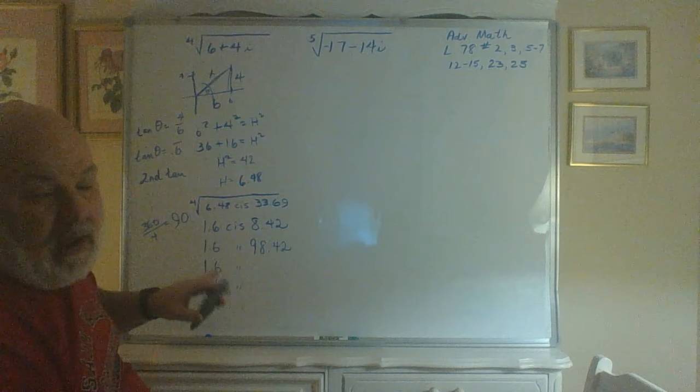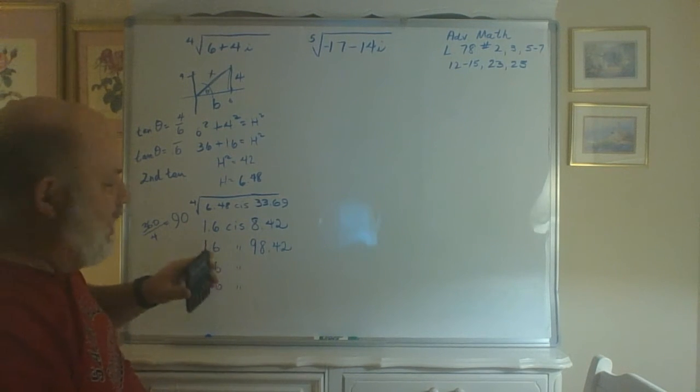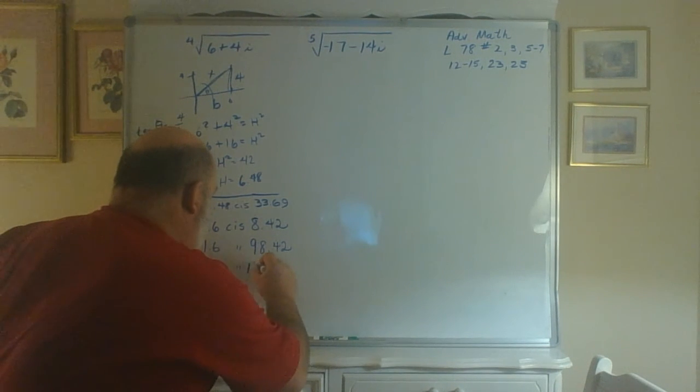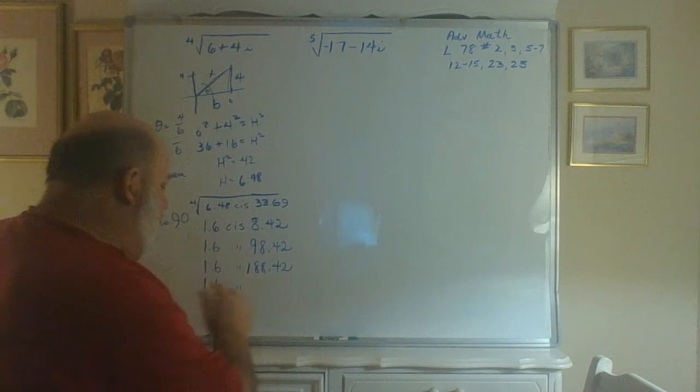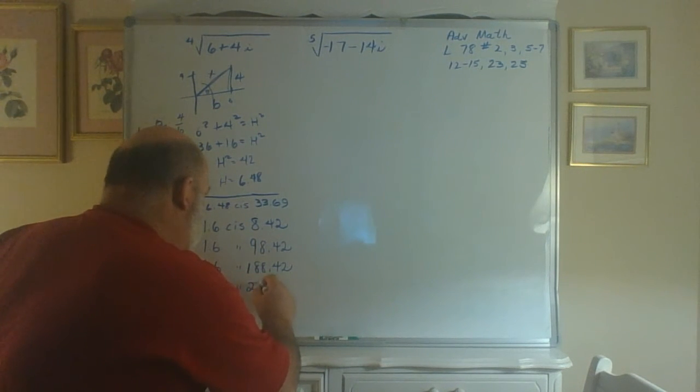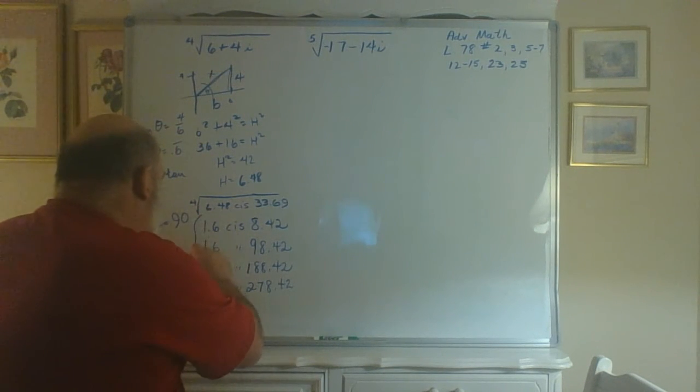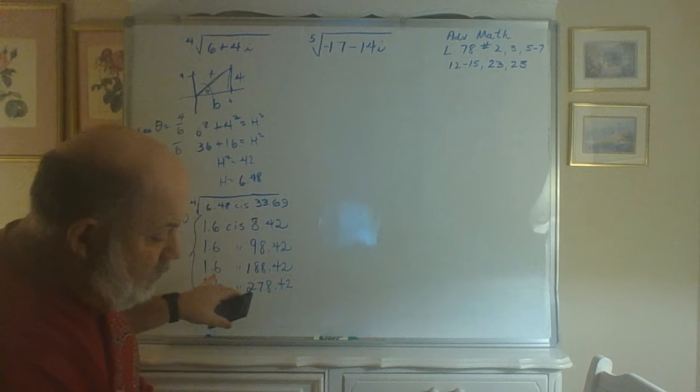I'm then going to add 90 again to give me 188.42. Add 90 again to get 278.42. There are your 4 answers for this problem.